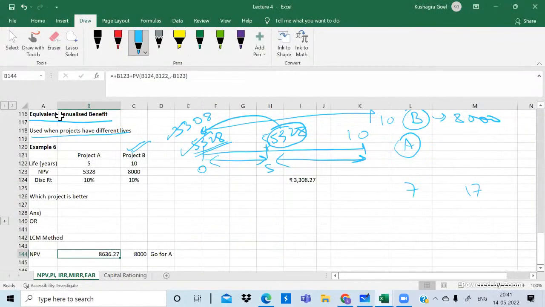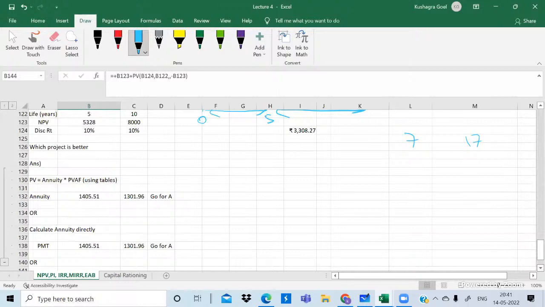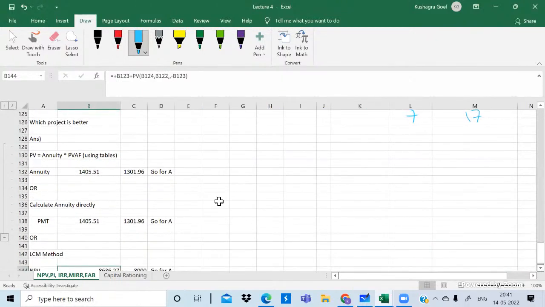So let's move back to this concept of equivalent annualized benefit. One way is this LCM method. What is the other way? So look at the other method. Now, what is the other method, which is a shortcut method? We know how you calculate present value. Present value is nothing but annuity into the present value annuity factor. And you can calculate the present value annuity factor either using the table or on a calculator.